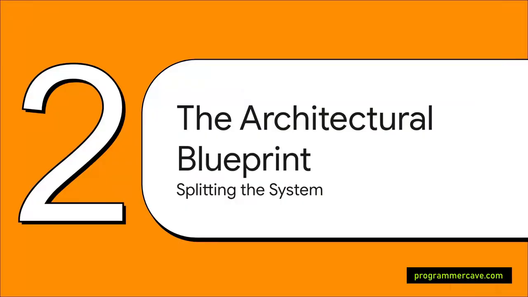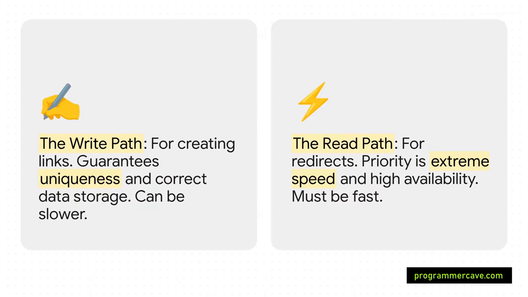So, how do you tackle a read-dominated system? Well, you don't build one service. You actually build two. We're going to literally split the work into two separate paths, and we're going to tune each one for its specific job. Just look at the goals for each path. On one hand, you've got the write path. Its job is creating links. It needs to guarantee that every single link is unique and that the data is stored correctly. Consistency is king here.